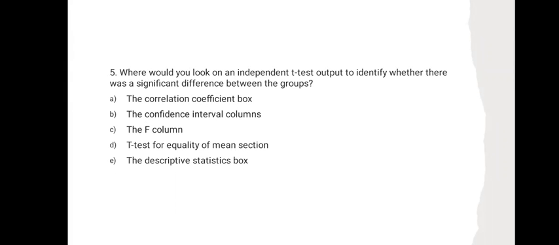For the fifth question, where would you look in an independent t-test output in SPSS to identify whether there was a significant difference between the groups? The correlation coefficient box, the confidence interval column, the F column, the test for equality of means section, or the descriptive statistics box. In SPSS, whenever you have to see whether there is a significant difference between two groups, in an output sheet you always look for the t-test for equality of means section, where you would clearly see a difference.